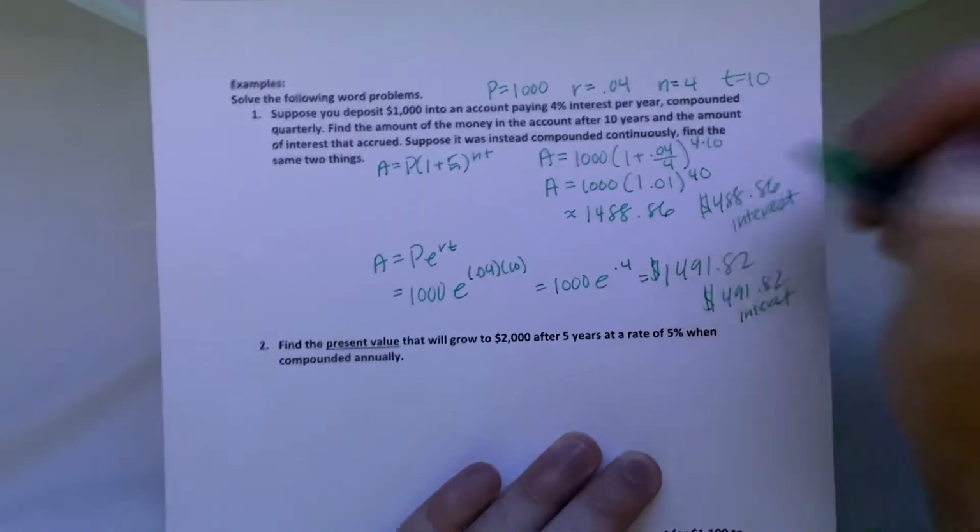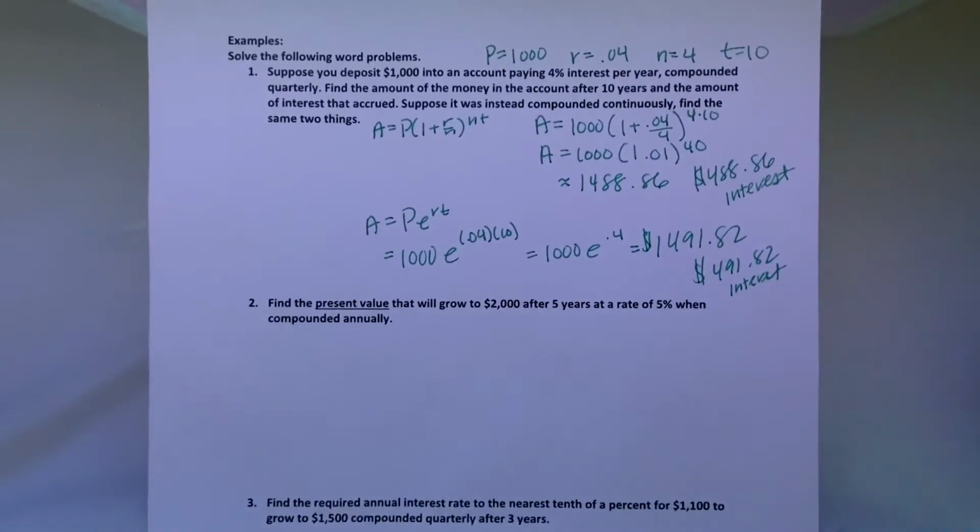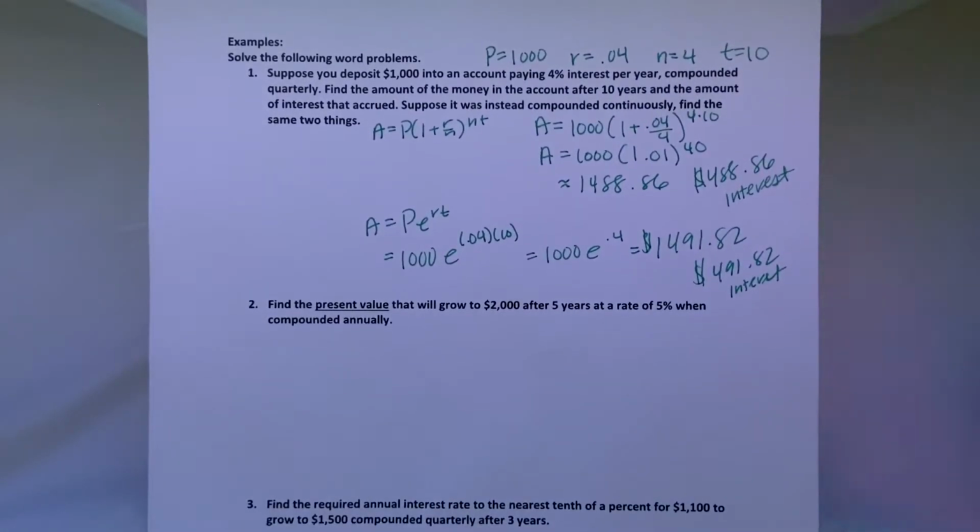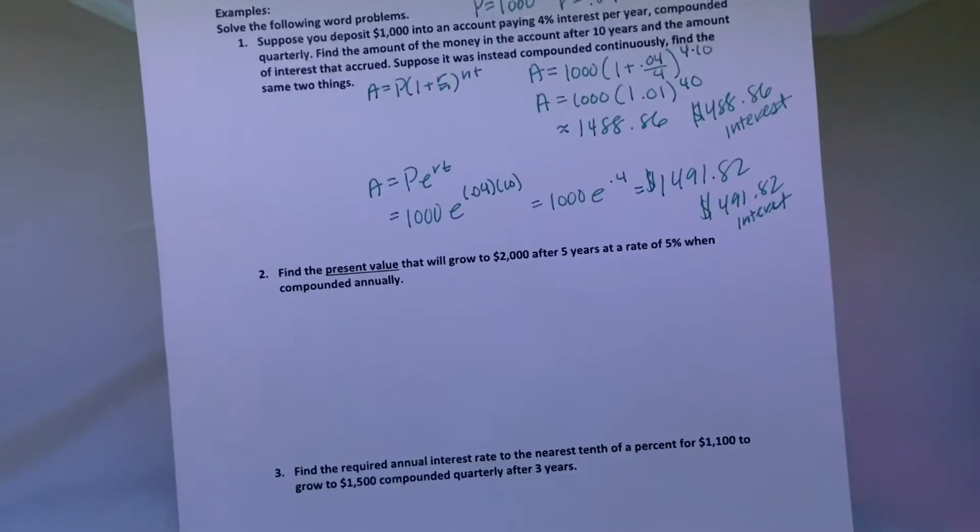So you notice there's not that big a difference between compounding continuously and compounding quarterly. Turns out there's kind of a limit on the amount of money that you can make from this process. And that's the thing that you learn about more in Cal 2. Okay, so what other things can it ask you to solve for in this kind of problem?